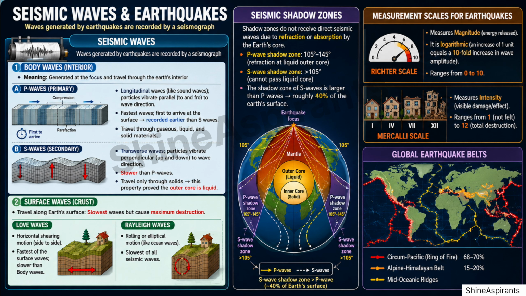Measurement scales. Richter scale measures magnitude, energy released. Logarithmic, an increase of 1 unit equals a 10-fold increase in wave amplitude. Ranges from 0 to 10. Mercalli scale measures intensity, visible damage effect. Ranges from 1, not felt, to 12, total destruction.